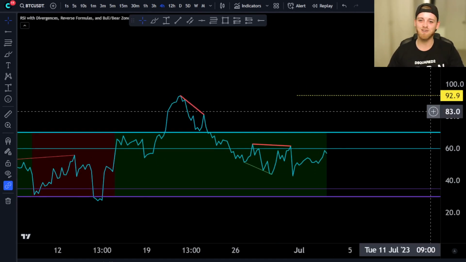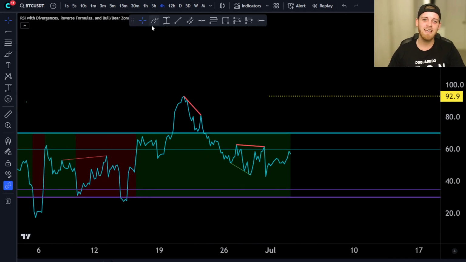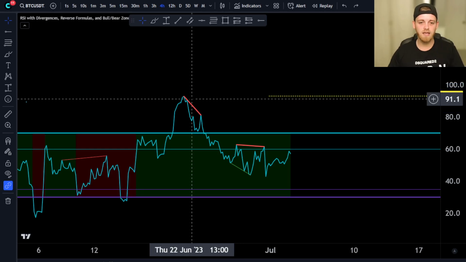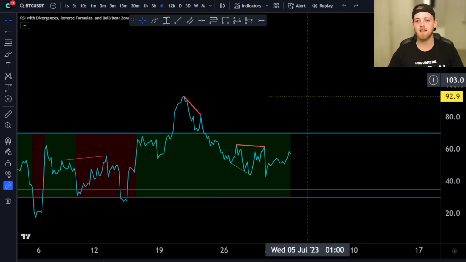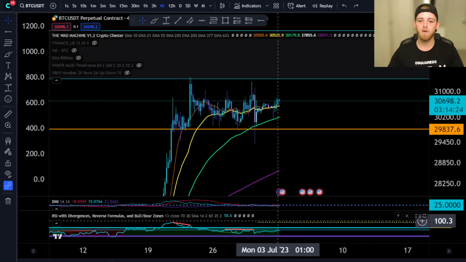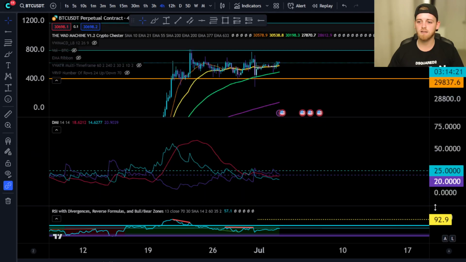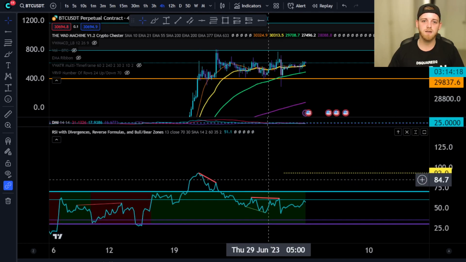Now, another thing I do want to talk about, this is the RSI that I was speaking about earlier in the micro. You can see we've got this very big high for the RSI on the midterm time frame here for Bitcoin, currently sat around 92.9. Now, if we look at that in reference to the price action, let me just move this up a little bit. It's going to look something along the lines of this.